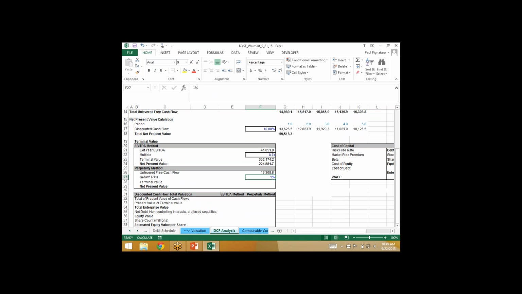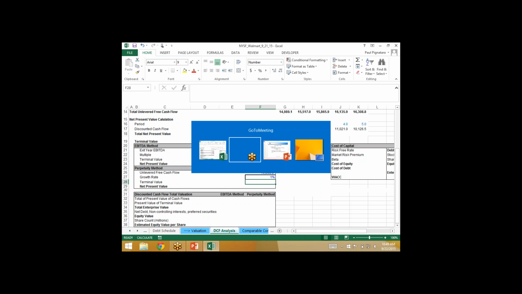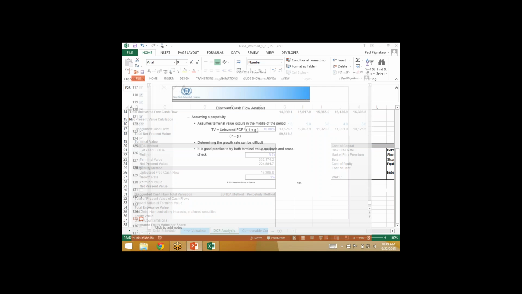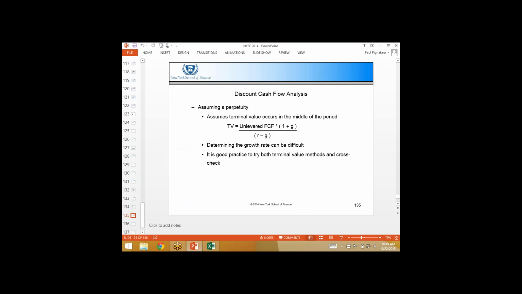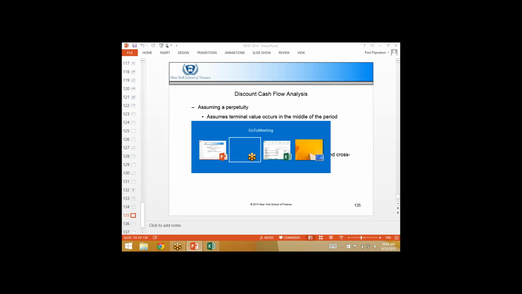We'll show, I will explain how to step back and think about and tweak the assumptions. And for the terminal value, we would use this perpetuity formula. It's the unlevered free cash flow times, in parentheses, 1 plus that growth, divided by WACC minus that growth. You have to memorize that formula.